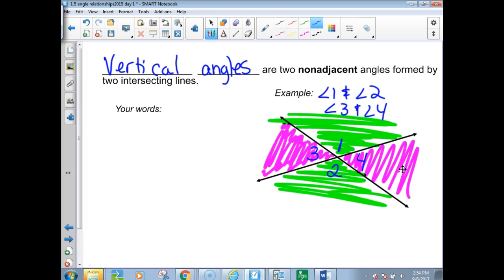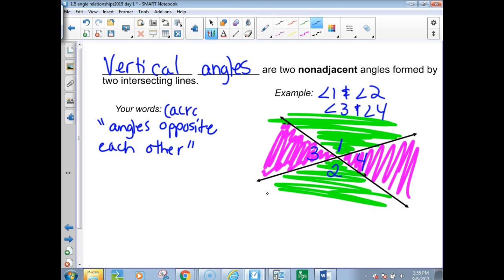Now here's a different way to say it. Most kids describe these as angles that are, what would you say? Say that again? Oh, good. Angles opposite each other. I've also heard kids say angles across from each other. Was anybody thinking across? I could spell it. Here we go. All right, angles opposite each other is very good.